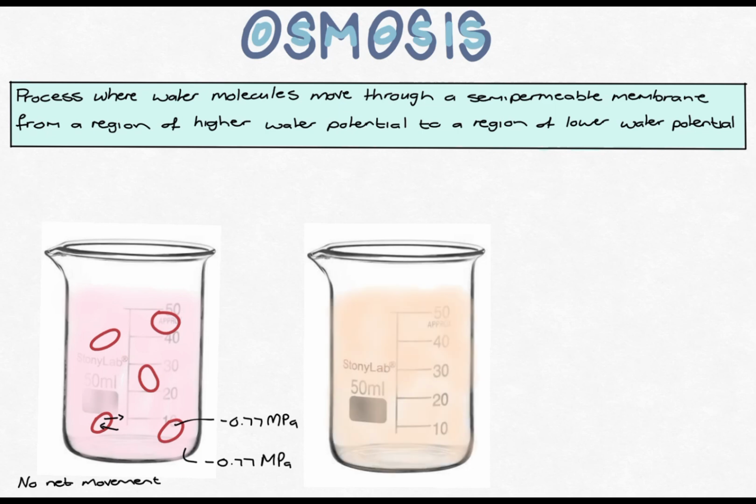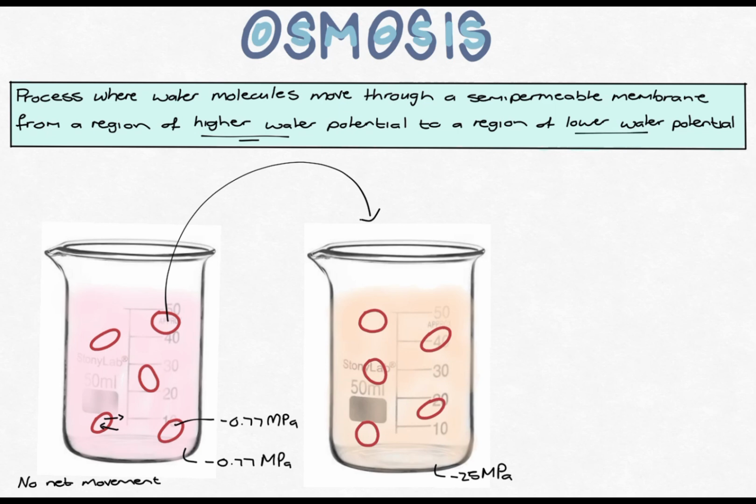Now let's say we have a second beaker, and in our second beaker we have a very salty solution with a water potential of negative 25. We then take the red blood cells and we add it to the solution. Now remember, the red blood cells has a negative 0.77 water potential. This means the water will move from a higher water potential to a lower water potential. So it will move from negative 0.77 to negative 25. This means that water will be lost from the red blood cells and they will shrivel up.